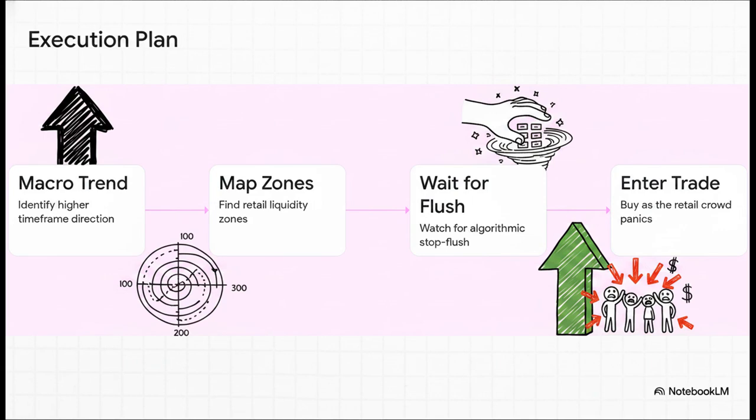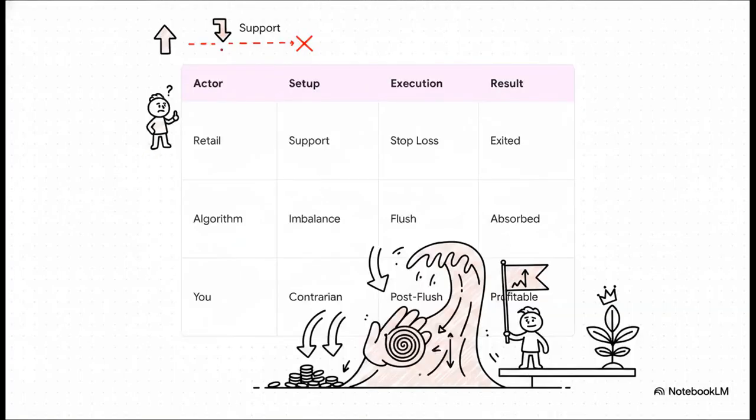Let's break down the exact execution. Step 1, identify the higher time frame macro direction. Step 2, you map the retail liquidity zones, those incredibly obvious round numbers and standard moving averages. Step 3 is the hardest part. You wait. You wait for the algorithmic stop flush to ravage those zones. And finally, step 4, enter the trade in the direction of your macro-structural thesis, right at the exact second the retail crowd is capitulating.